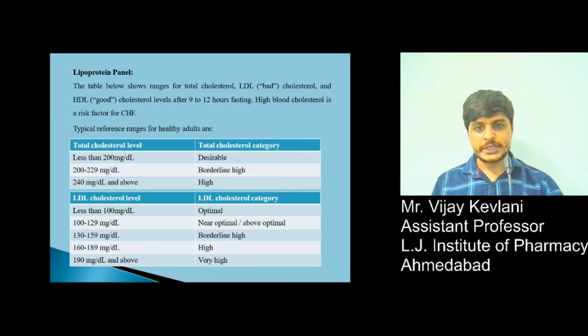Lipoprotein panel, in that total cholesterol and LDL levels. Total cholesterol below 200 mg per dL is desirable, 200 to 239 mg per dL is borderline, and 240 mg per dL or above is high total cholesterol. Same for LDL, if it is 100 mg per dL it is optimal, if it is 100 to 129 mg per dL it is near optimal or above optimal limit. 130 to 159 mg per dL indicates borderline, 160 to 189 mg per dL indicates high, and 190 mg per dL or above is very high LDL.